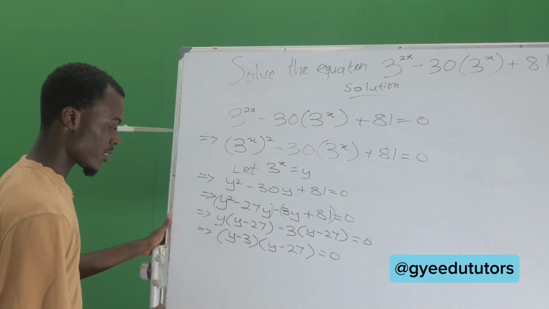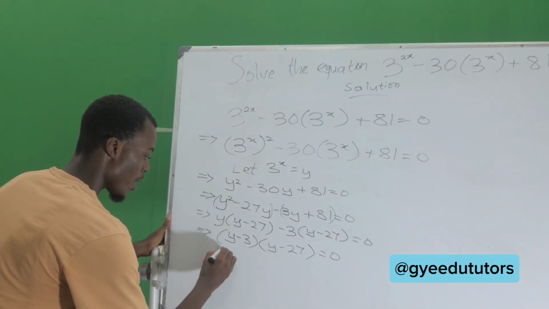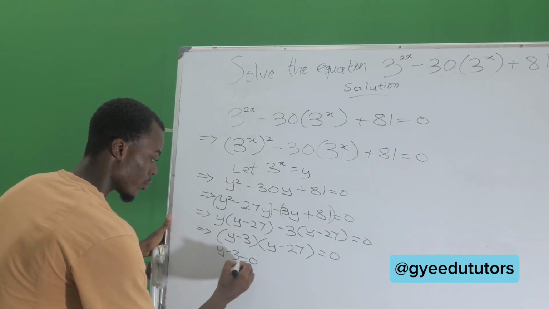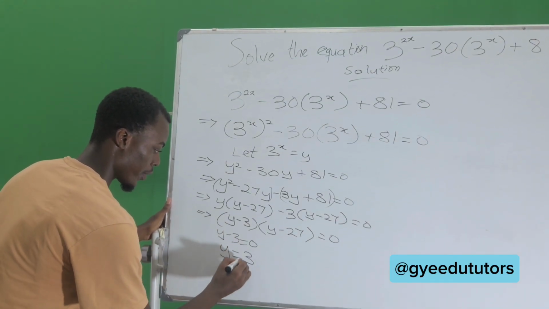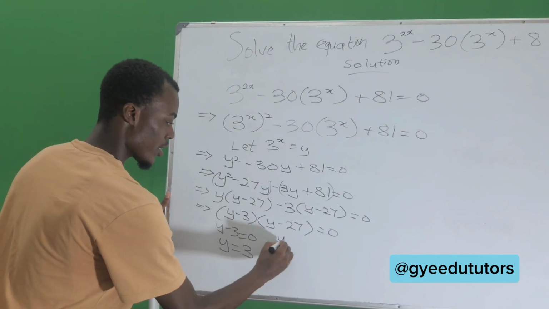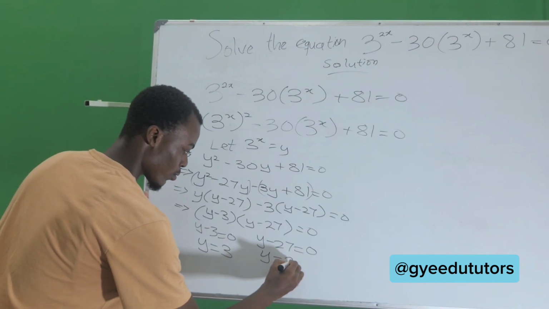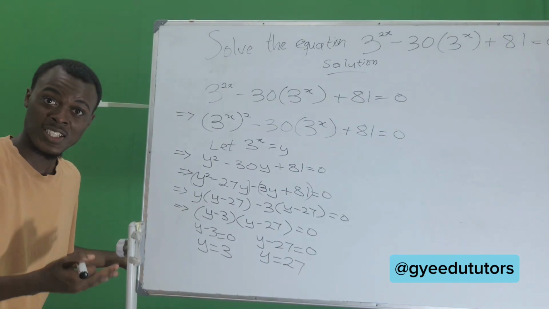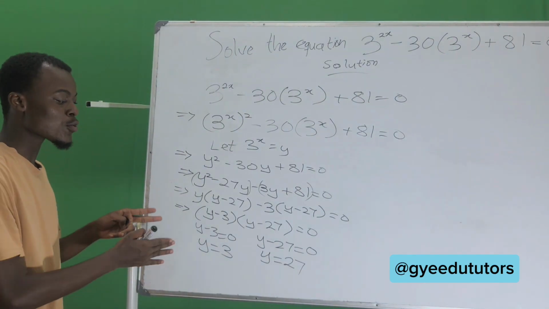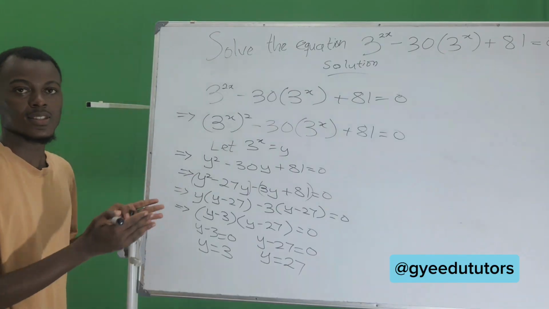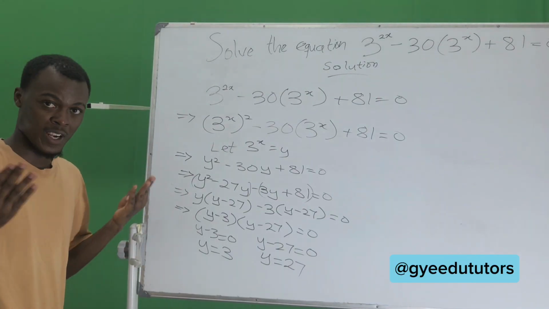When you get to this side, we know how we do it. Y minus 3 equal to 0. Y is equal to 3. Y minus 27 equal to 0. Y is equal to what? 27. Okay. So we are not done. We are supposed to change this to x, because you are finding x, you are not supposed to find y.